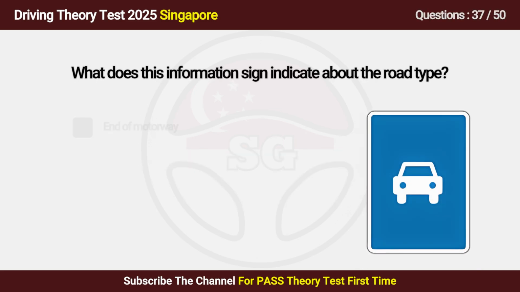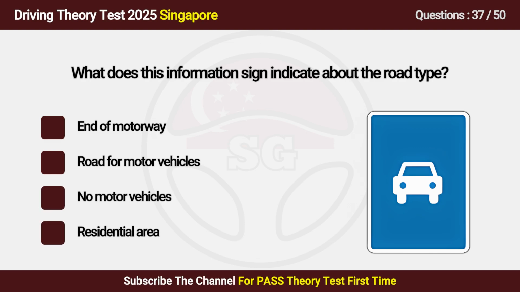Question 37. What does this information sign indicate about the road type? A. End of motorway. B. Road for motor vehicles. C. No motor vehicles. D. Residential area.